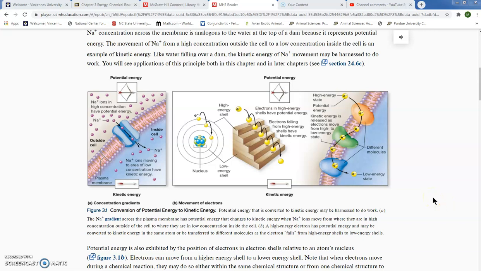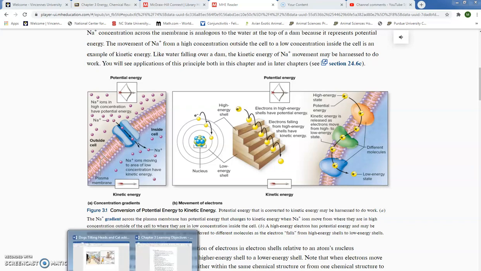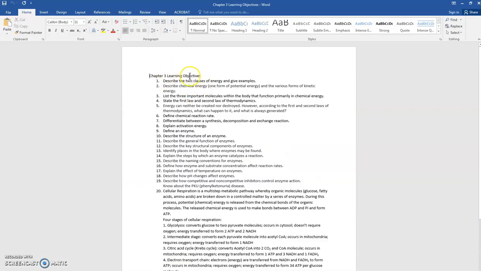All right, AMP1 students, we're going to finish talking about energy. So I'm going to pull up our objectives. We're just going to talk about the different forms and classes of energy, and then we'll also talk about the molecules. These are like the macromolecules that are important in providing energy for our cells. So we'll talk about those too.